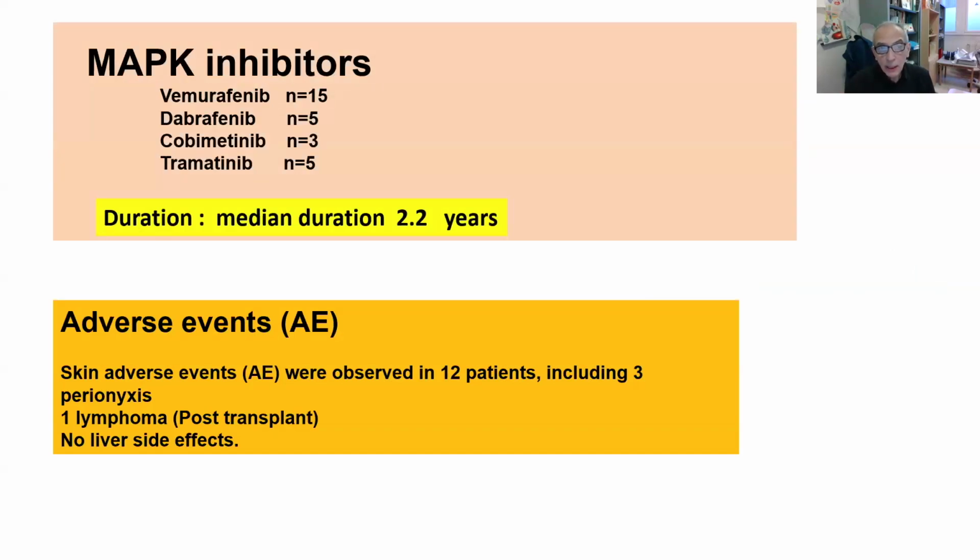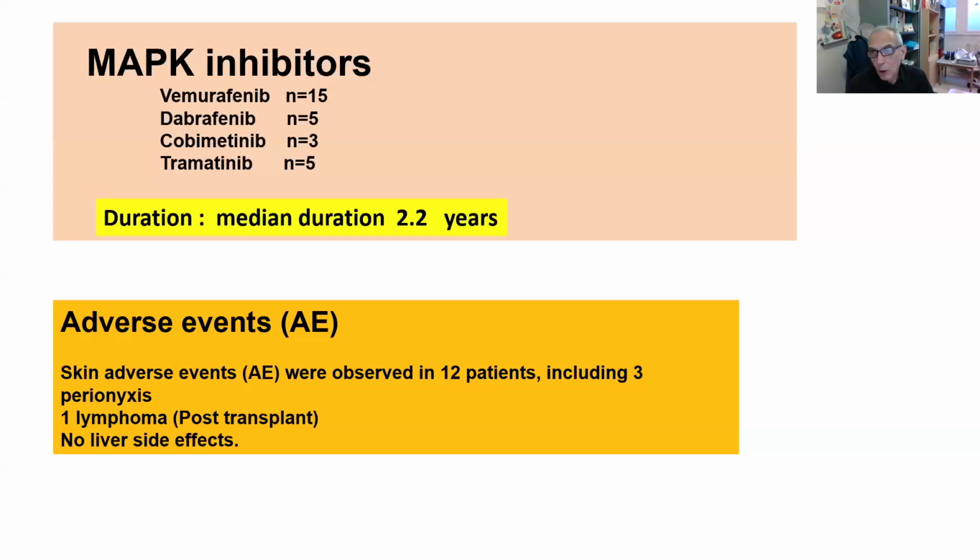MAP kinase inhibitor therapy was vemurafenib in 15 cases, dabrafenib in 5, cobimetinib in 3, trametinib in 5, and some patients have received two MAP kinase inhibitors. The median duration of the therapy by MAP kinase inhibitor was 2.2 years. What is important is the adverse events.